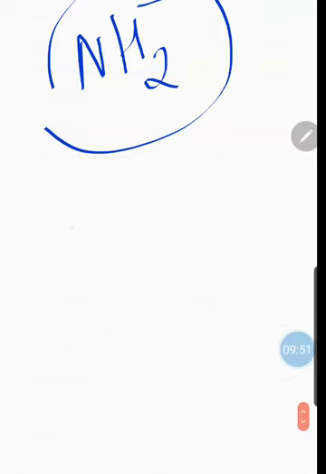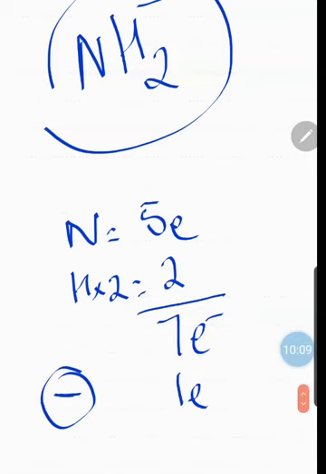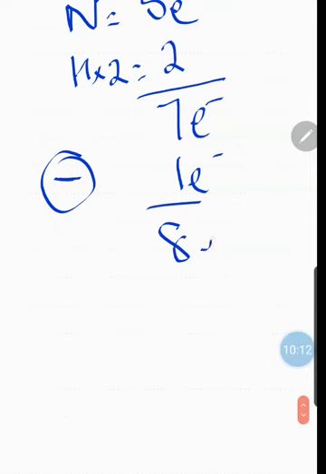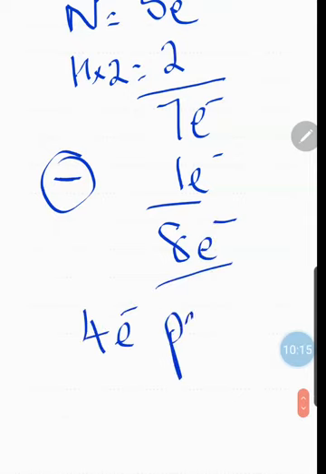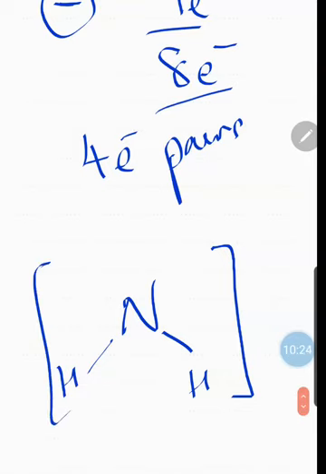Here, nitrogen is in group 5, so nitrogen contributes 5 electrons. Hydrogens, there are 2 of them. They contribute 2. So in total we've got 7 electrons. We can't have 3.5. Remember what the minus sign means? Gain of an electron. So here we have 8 electrons, 4 electron pairs. The shape is the same as water, NH2-. Don't forget the square brackets, the minus, and 2 lone pairs. Bond angle 104.5 degrees.